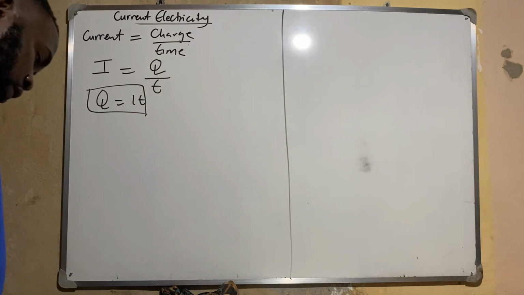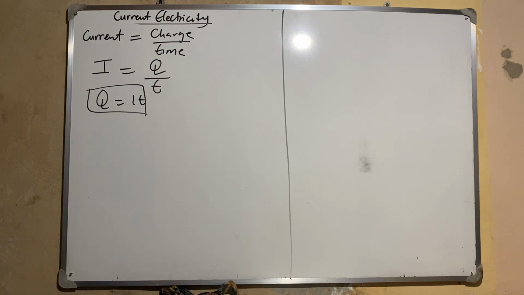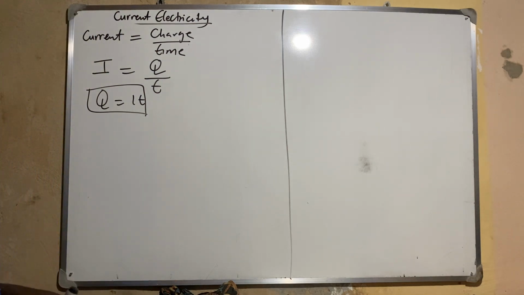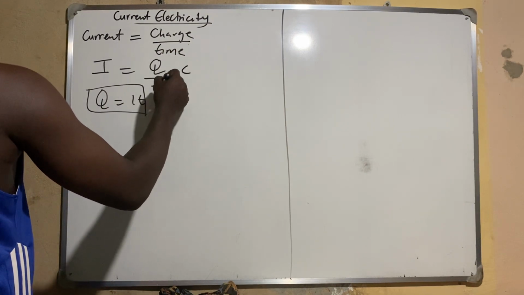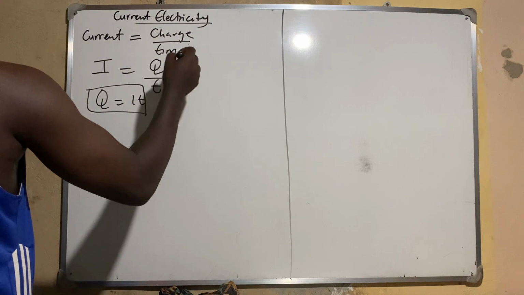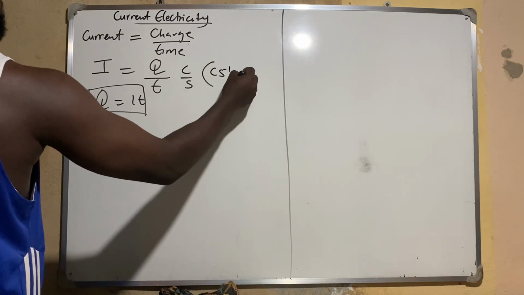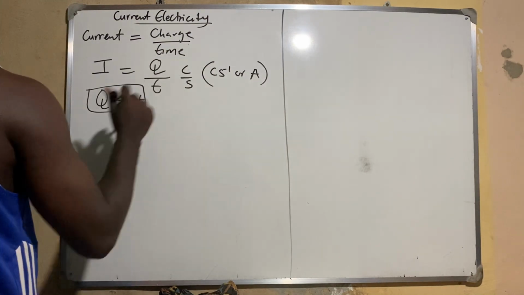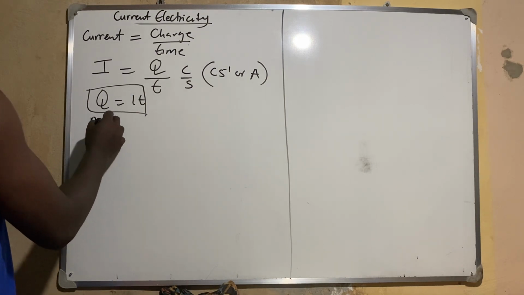The next note: current electricity is measured in ampere, using an instrument called an ammeter. The instrument used in measuring current is the ammeter. Don't forget that charge is measured in coulomb, while time is measured in second. So another way you can measure current is coulomb per second, that is measured in ampere. The SI unit, the standard one, is ampere.